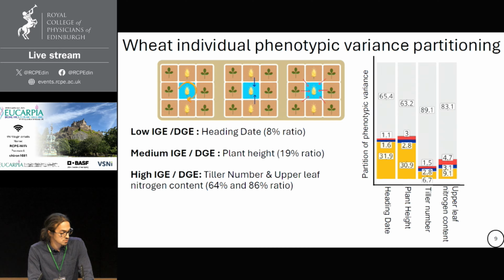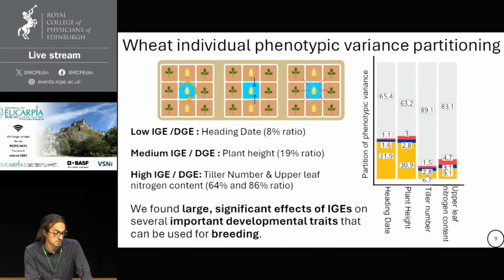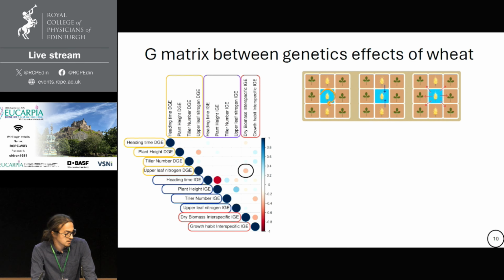We have some medium IGE over DGE traits, so for the plant height, it's a 19% ratio. And after that, we have some traits that have a lot of IGE variance. So it's a lot of variance that is mostly not used in breeding schemes today compared to the DGE variance. So it's for tiller number and flag leaf nitrogen content, which represent 64% and 86% ratios. So we found large significant effects of IGE on several important developmental traits that can be used for breeding if you want to. And after that, as I explained, we also have the covariances between those effects.